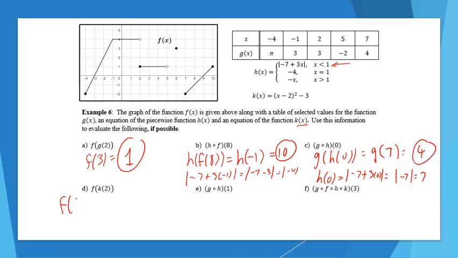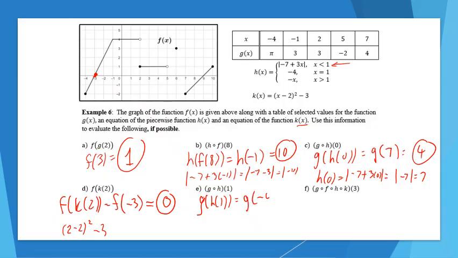Now we have f of k of 2. This is going to be f of, and then k of 2 is plugging 2 into the equation. You get 2 minus 2, and that whole thing squared, which is 0 squared, which is nothing, minus 3 is negative 3. And then f of negative 3 is equal to 0 from the table, right there, that point. So 0 should be our answer for part D. Part E, g of h of 1. H of 1 should just be negative 4. So this is g of negative 4, and this should be equal to pi from the table.